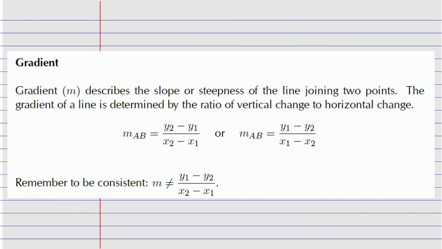So now we're going to move to gradient, right? With gradient, it says a gradient M describes the slope or the steepness of a line joining 2 points, right?